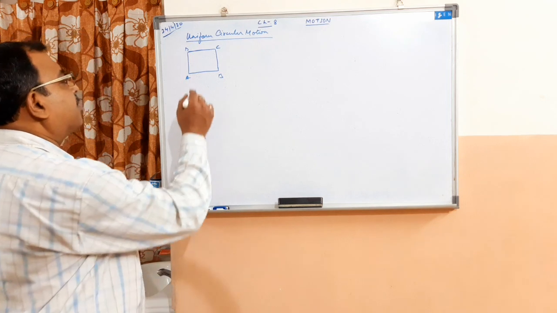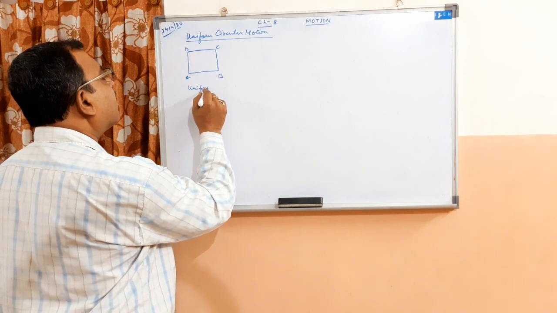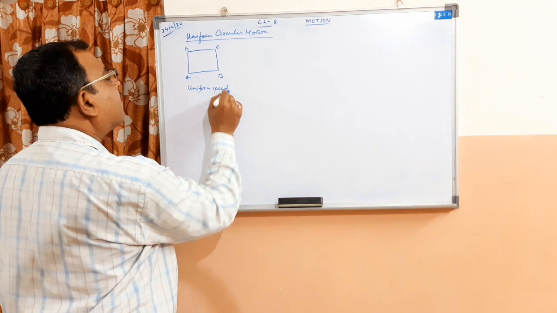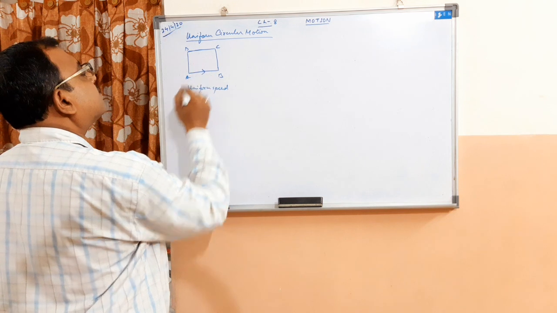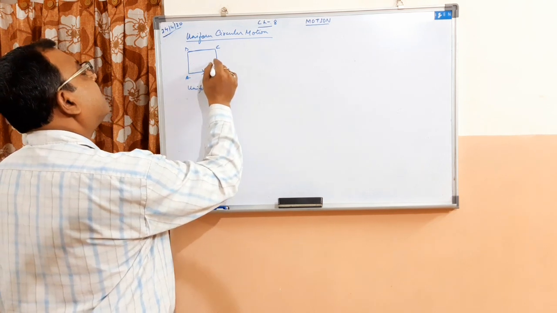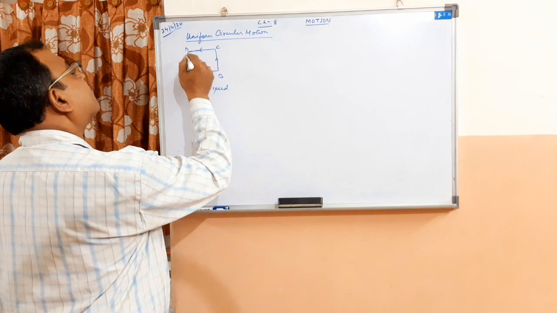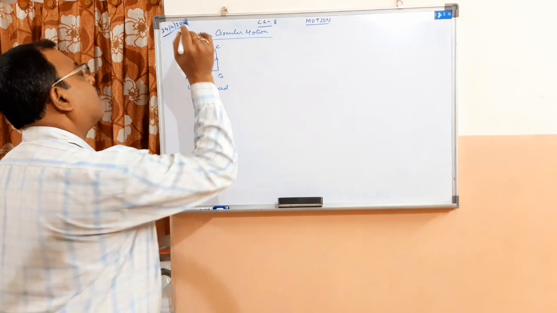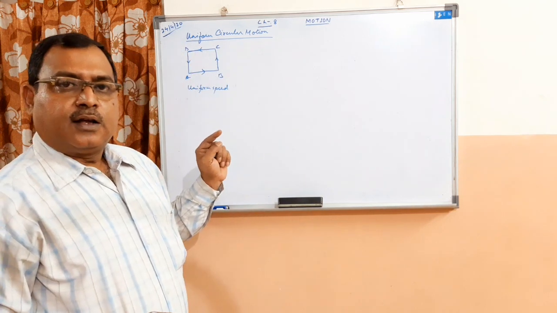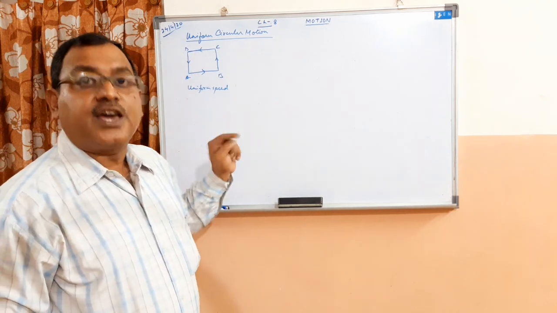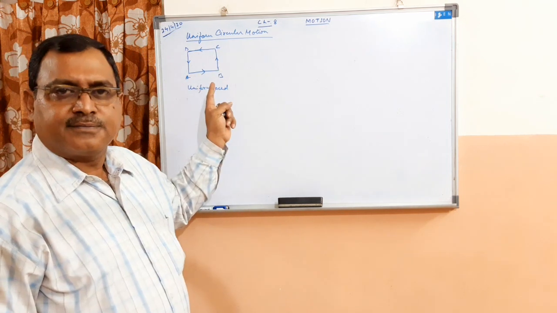Let us see what happens. It is moving with uniform speed. Okay? So, as it goes from A to B, the direction is from left to right, from B to C, from bottom to top, from C to D, from right to left, and from D to A, from top to bottom. So, how many times does the object change its direction? Definitely will say 4 times.